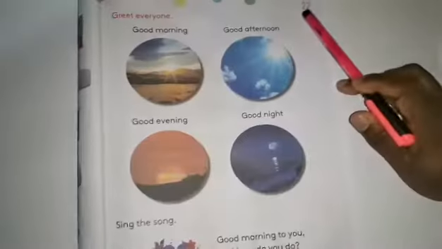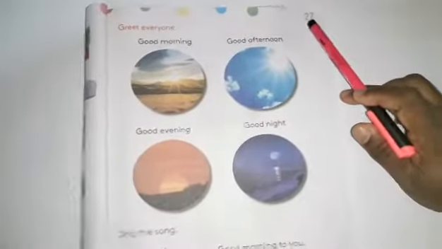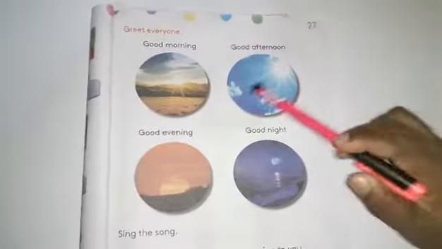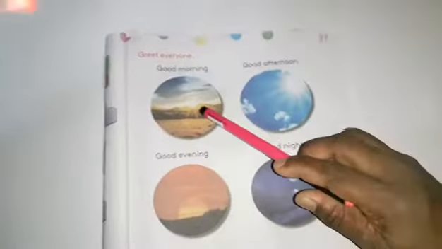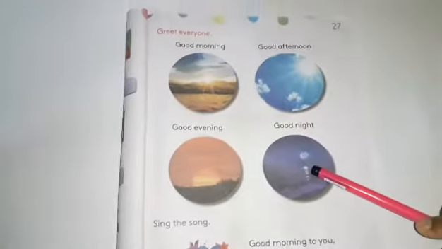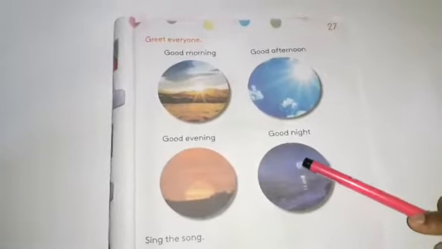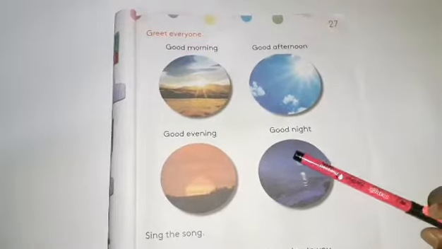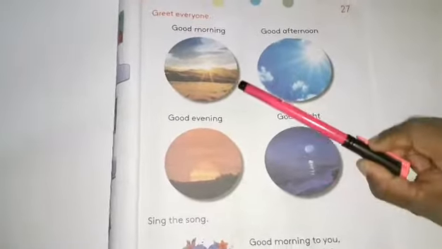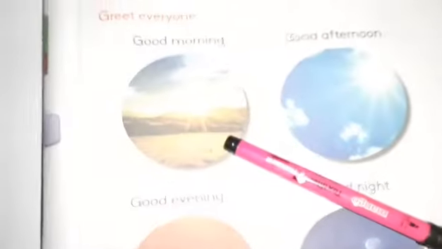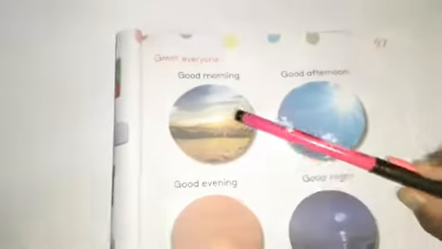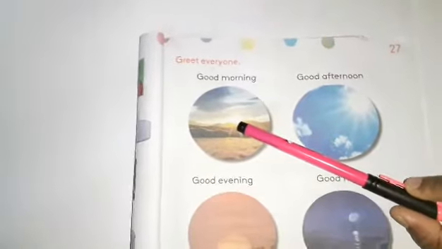So, shall we move to our textbook? Take your textbook. Page 27. Right, how many pictures can you see here? 1, 2, 3, 4 pictures. What are the things you can see in the pictures? You can see the rising sun.